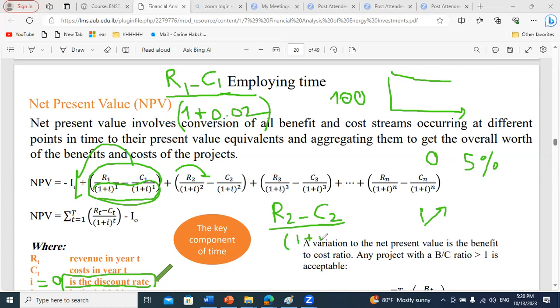And I can put a general formula, because each year I'm dividing by 1 plus I. So the overall formula is the following. The net present value for a certain period of time is the summation from year 1 to the years that I am considering, for each year, of the revenue minus the cost, over 1 plus I to the power t, to bring this net revenue and cost back to present, minus I0. And in this way, I can obtain the net present value.